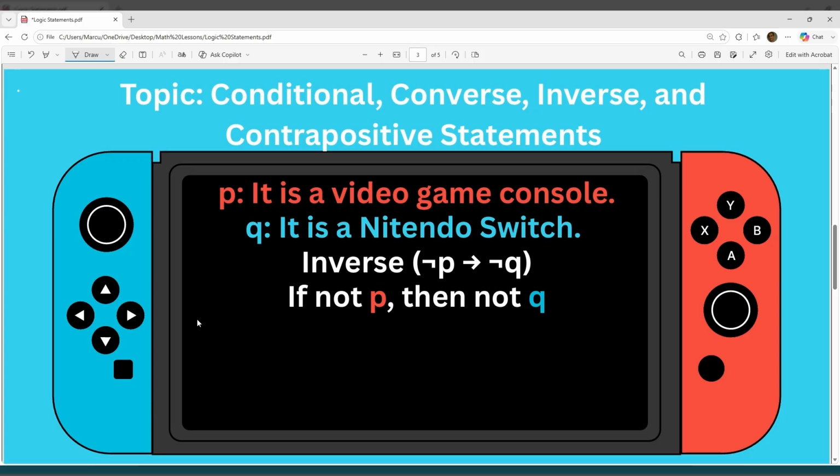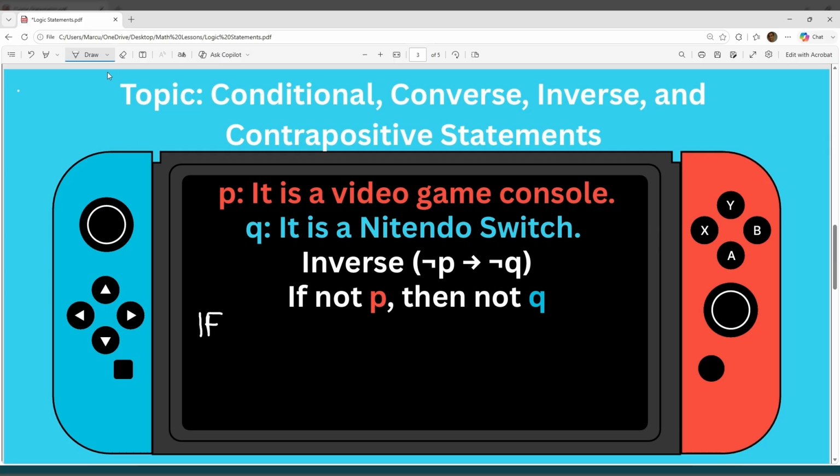Notice this time it says if not B, then not Q. So we start with the word if, and you may ask yourself, why not write the word if not here with the white ink? I'm not going to do that, and here's why. If you were to write "if not, it is a video game console," English wise, it would not make sense. So we have to write this in such a way that it does make sense when you write a statement in English, right? So now I'm going to switch colors. I'm going to go red.